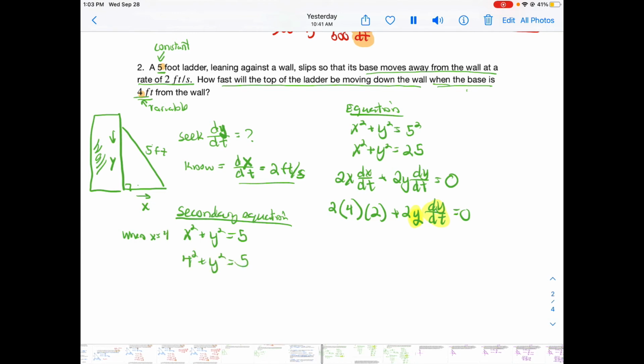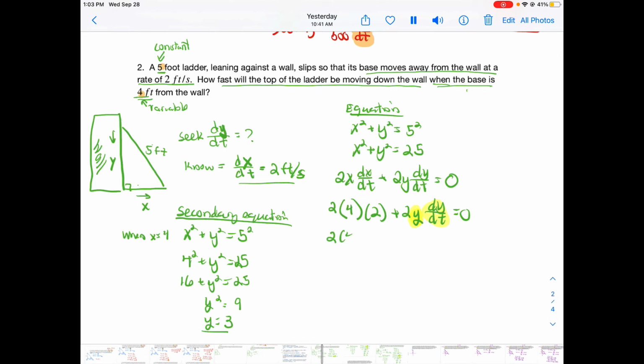And then I know at this instant in time, x is 4. And so I solve this equation. It's one of our Pythagorean triplets. And I end up that y is simply 3. So that means I can now go back to my original equation and replace the y with 3. And now I have only the dy dt, the variable, the rate of change I'm seeking, as my only variable.